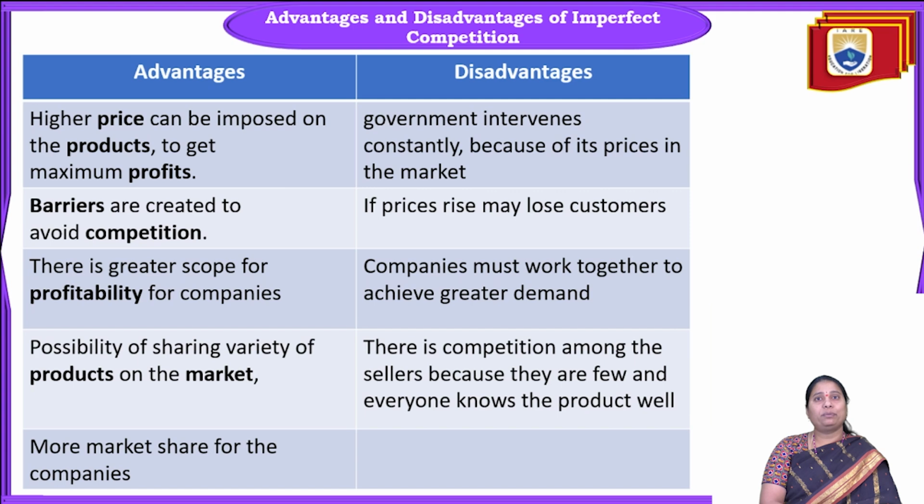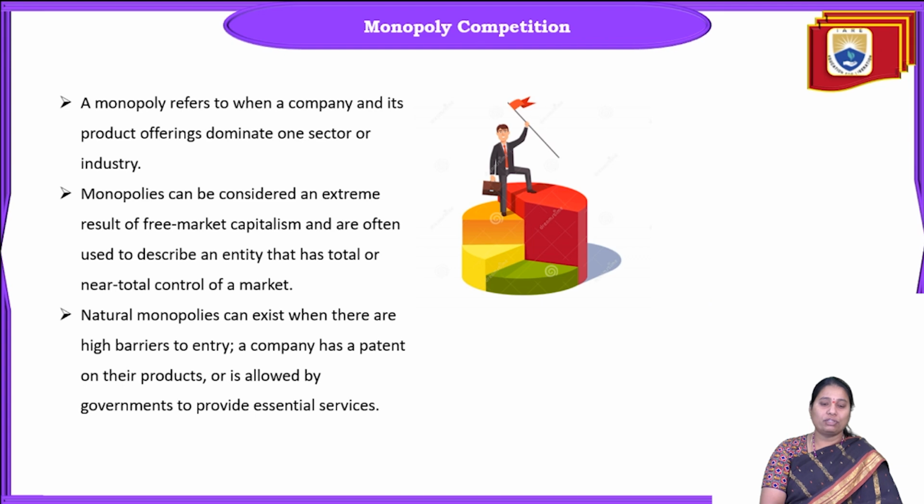Higher prices can be imposed on the products to get maximum profits in imperfect competitive markets. But if this is damaging to consumers, then the government may intervene to control prices in the market, and barriers are created to avoid competition. If prices rise, many sellers lose customers, and the competition among the sellers is sharing the market, because they are few and everyone knows this well-known product.